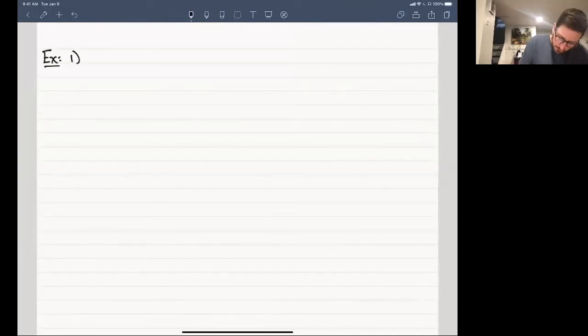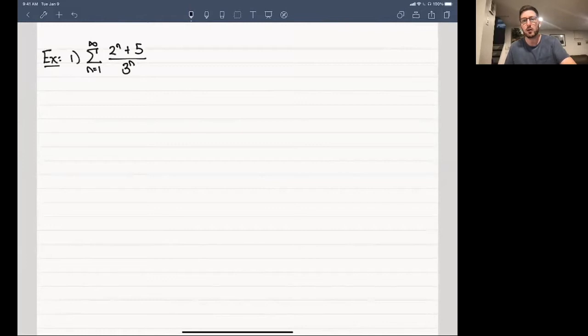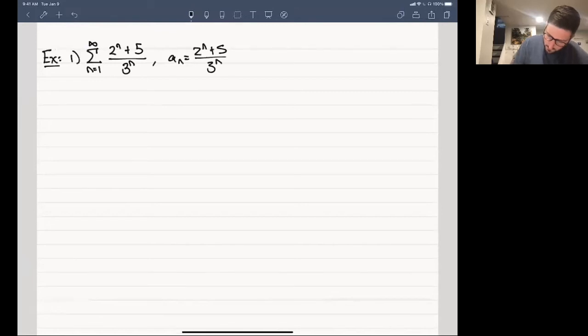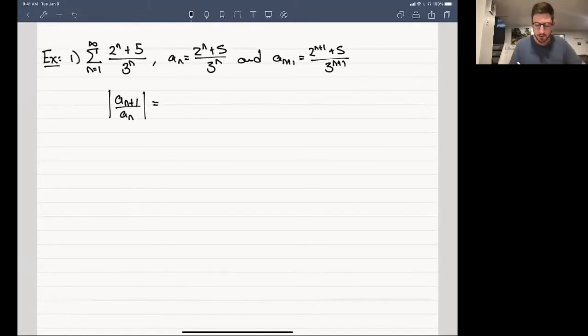So the first example, let's look at the sum from n=1 to infinity of (2^n + 5) divided by 3^n. We would like to know if this is convergent or not using the ratio test. So in this case, a_n would be (2^n + 5)/3^n. And that means that a_(n+1) is (2^(n+1) + 5)/3^(n+1).